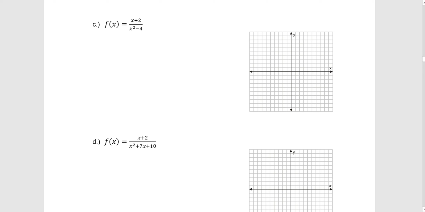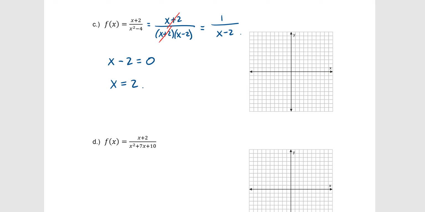Next one here, we have f of x is x plus 2 over x squared minus 4. So let's factor that denominator again, just like we did. The numerator can't be factored. The denominator is x plus 2 times x minus 2. This time we have a common factor of x plus 2 that cancels, which means we're left with 1 in the numerator. So that's 1 over x minus 2. Now that it's simplified, we set the simplified denominator x minus 2 equal to 0, and that gives us x equals 2. So this time you have to make sure that you cancel off that common factor first, and we get x equals 2 as our vertical asymptote.